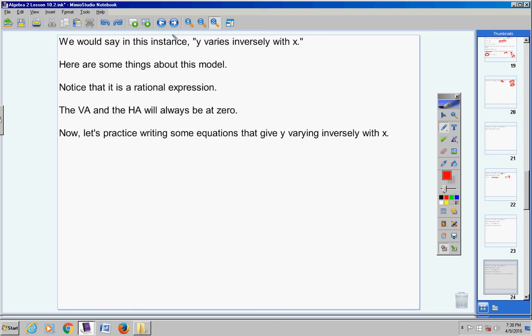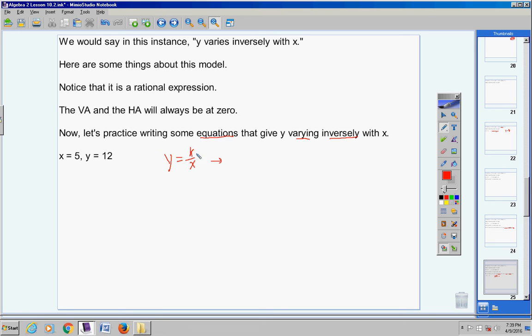Now let's practice writing some equations that give y varying inversely with x. Got it? So here we go. I'm looking at writing an inverse variation equation. As soon as you hear the word equation and vary inversely, you should think of this model right here. There it is. Got it? So let's write the equation.